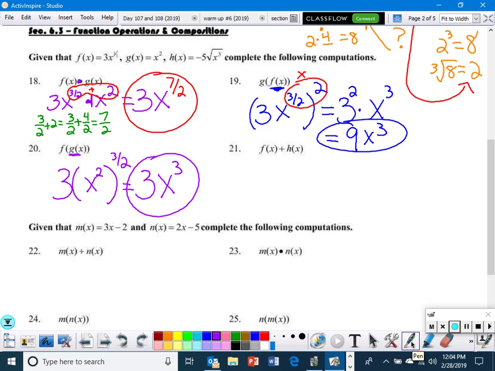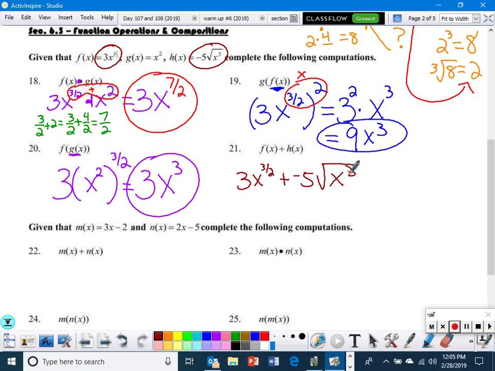And then number 21, we're going to add the f of x and the h of x. So we're going to add this and this. So here we go. We've got 3x to the 3/2 plus negative 5 square root of x to the 3rd.